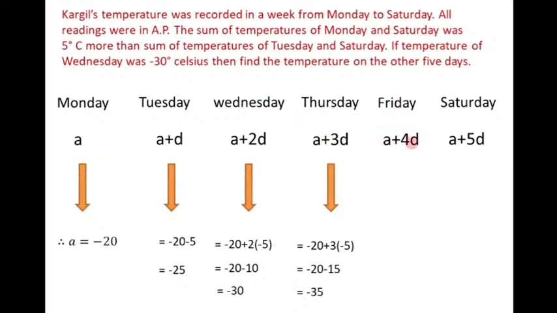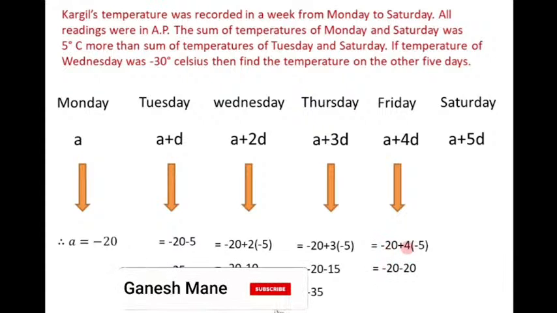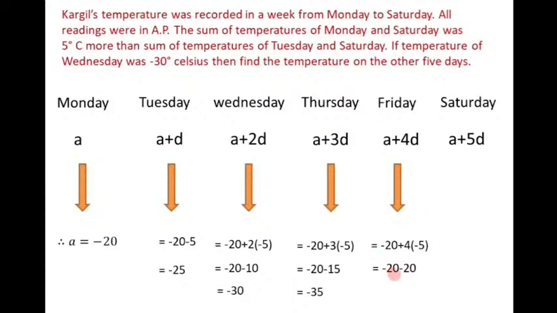On Friday we have a plus 4d. So again in the same way a is replaced by minus 20 and d by minus 5 to get this expression. So minus 20 minus 4 into 5, that's 20. Minus 20 minus 20, that's minus 40. So this was the temperature on Friday.